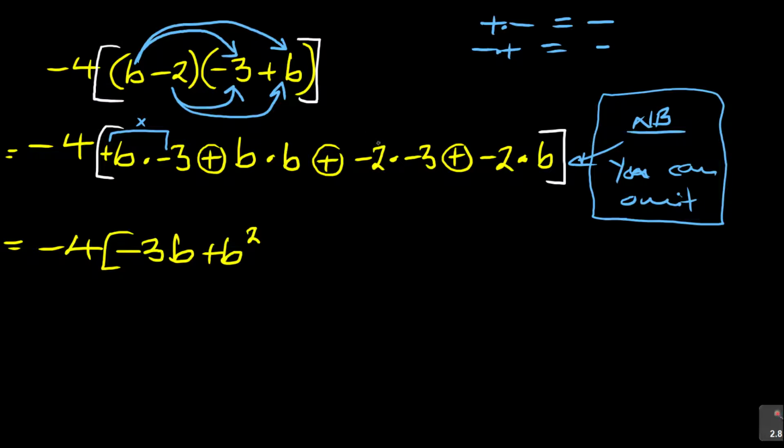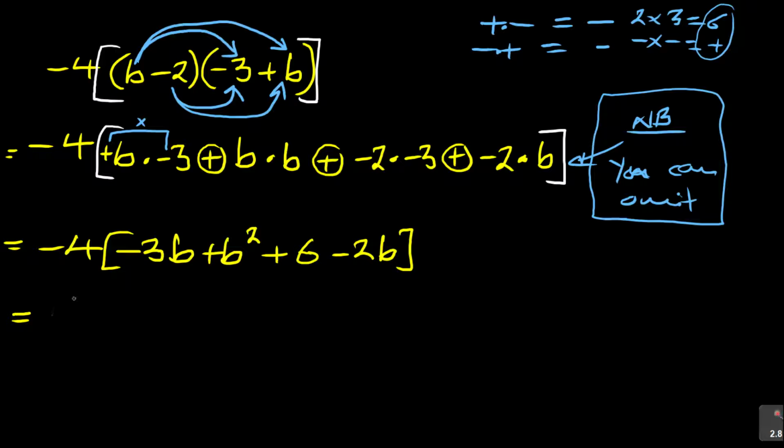So you are multiplying 2 times 3, what do you get? 6. And you are multiplying minus times minus, what do you get? Positive. Hence it's positive 6. So in here you'll have a plus 6. Again, you have got positive negative, you ignore that positive, so it's minus 2 times b, which is minus 2b. You close.